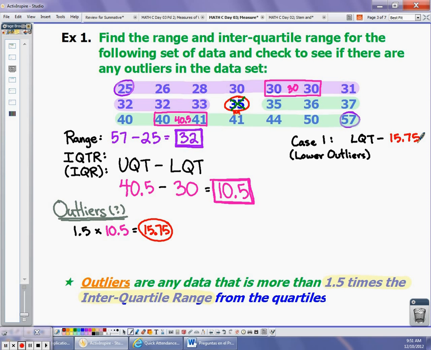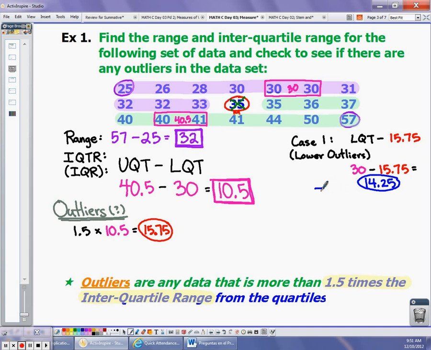Well, I do know what my lower quartile is. My lower quartile, we stated earlier, was this 30 right over here. So I'm just going to do 30 minus 15.75, and whatever that gives me is going to tell me the boundary of my outliers. So if I do the math, 30 minus 15.75, that's going to give me 14.25. Now that 14.25 basically means anything less than 14.25 is an outlier.